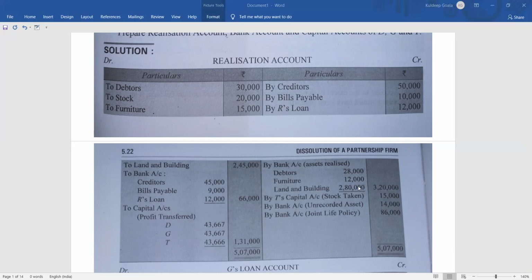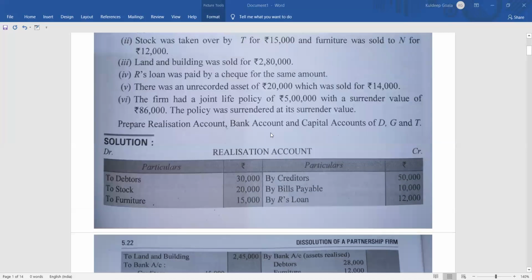Or if you want to put it separately, you can put all the items separately also. There will be no problem. So debtor 28,000, furniture 12,000, land and building 2,80,000, and unrecorded asset of 14,000. The total comes to 3,20,000, and the 14,000 has been kept separately. Right? If you want to add it, it will be 3,34,000. Okay, 3,34,000. Clear? Now moving to the next item.